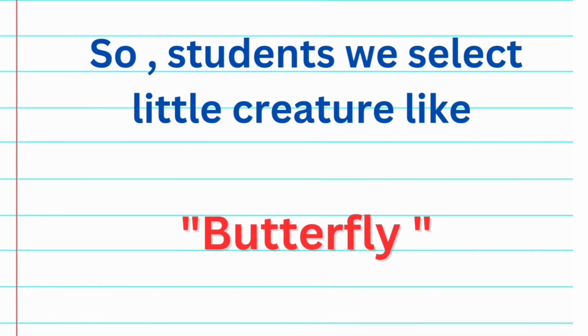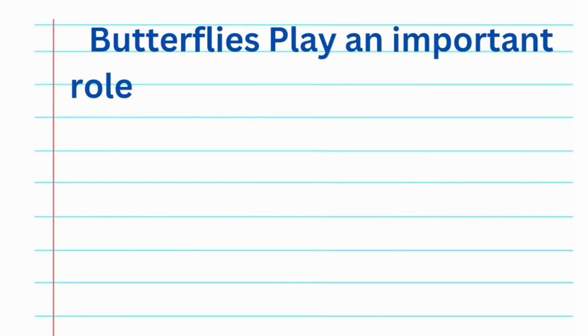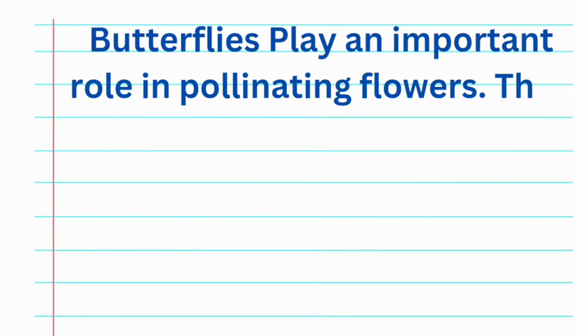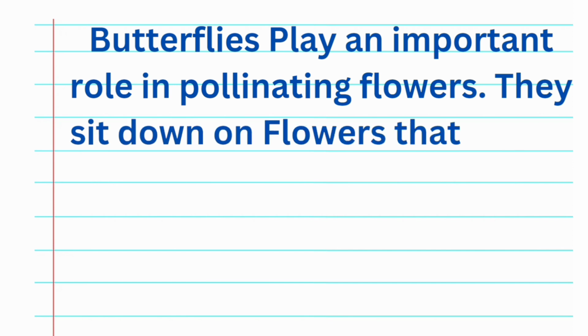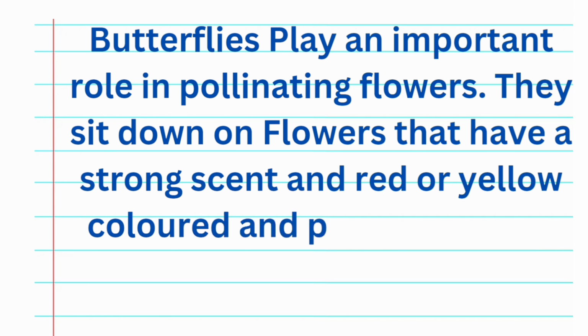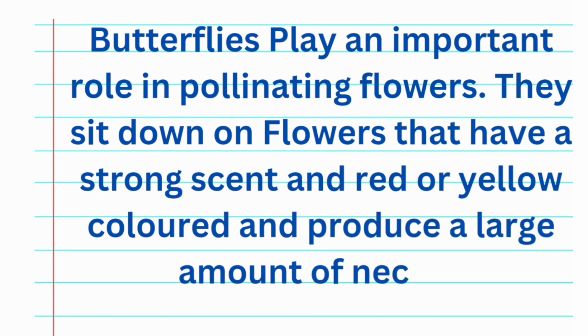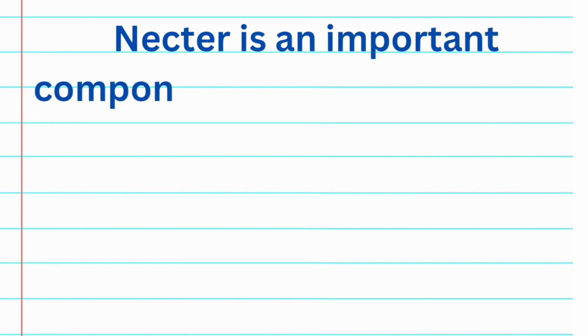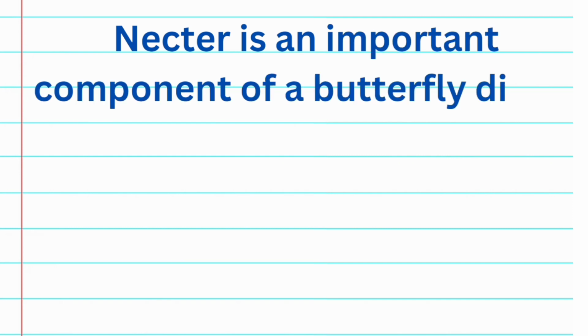So students, we select a little creature like a butterfly. Butterflies play an important role in pollinating flowers. They sit on flowers that have a strong scent, are red or yellow colored, and produce a large amount of nectar. Nectar is an important component of a butterfly's diet.